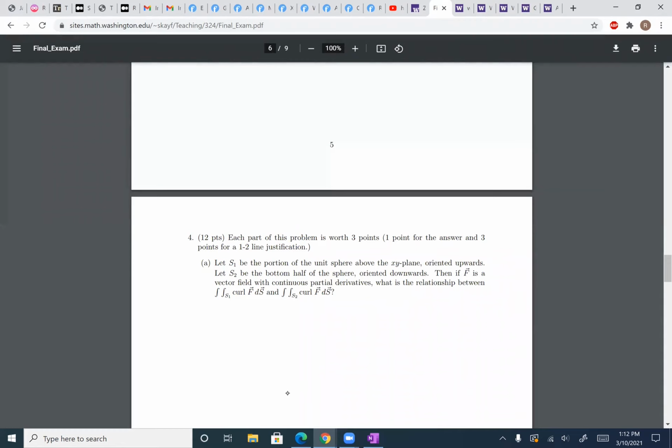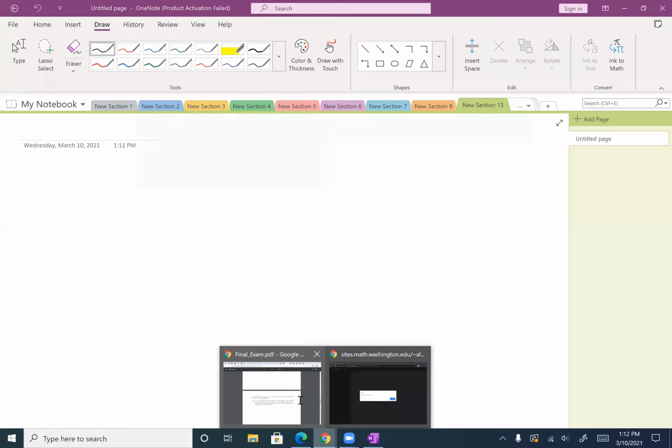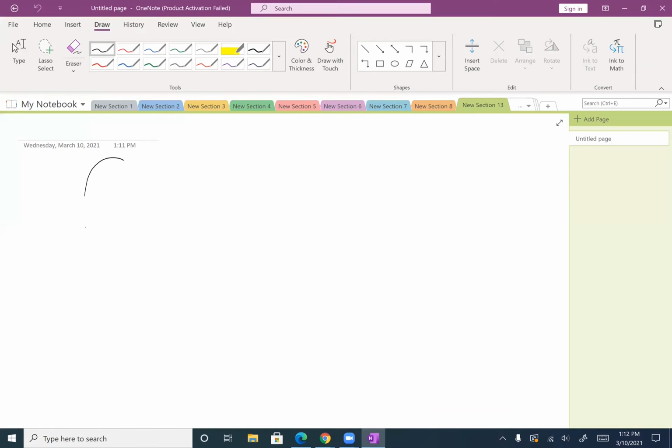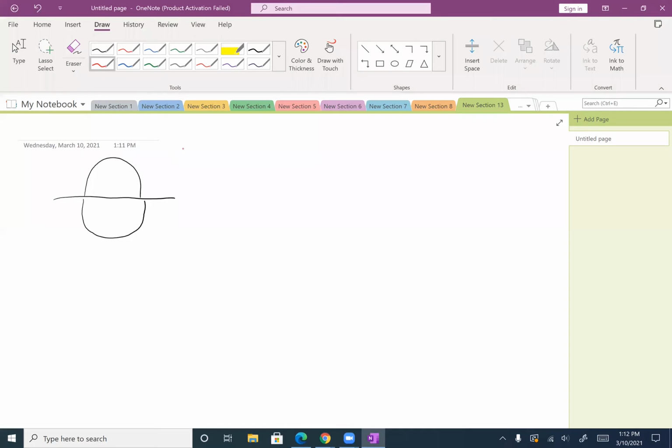Okay, let me talk about this problem really briefly. This is on Sam's website. So S is the portion of the unit sphere above the xy plane oriented upwards. Again, I'm trying to simplify it, just doing a 2D representation. So it's above and oriented up. So this is S1 downwards.